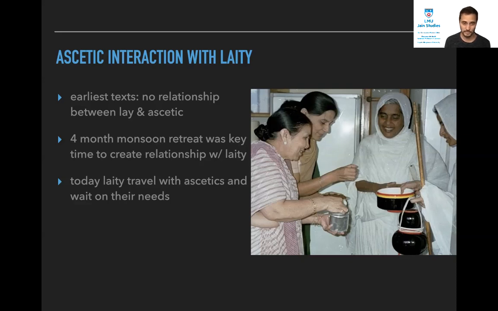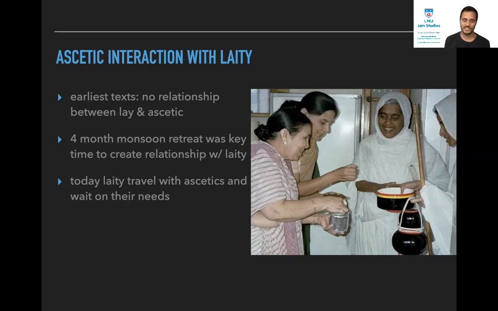However, as time went on, the four-month monsoon period in India, referred to sometimes as Chaturmas, a retreat period arose, which became a key time for the ascetics to create a relationship with the laity. Why was that? Well, in order to find shelter and lodging during the monsoon, when the rain was pouring down, to be safe from the elements, the monks and nuns, the ascetics of the Jain tradition, would find lodging and caretaking with lay people in temporary lodging houses or in Jain temples, places like that. There they would be fed, there they would be housed, there they would have their basic needs taken care of, medicine and so forth.